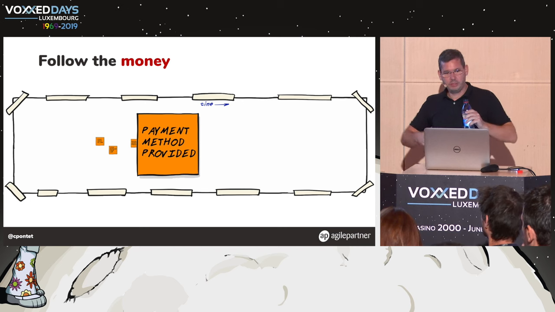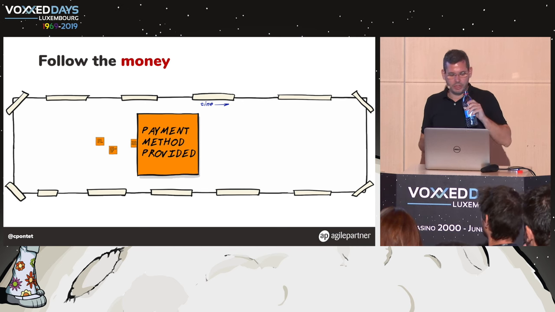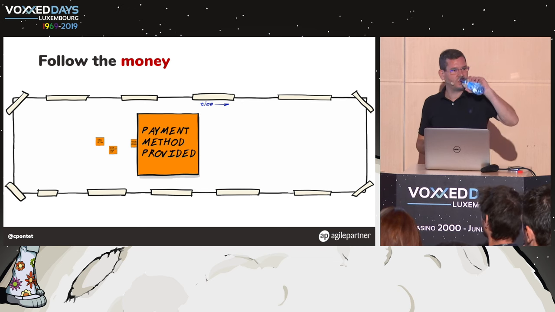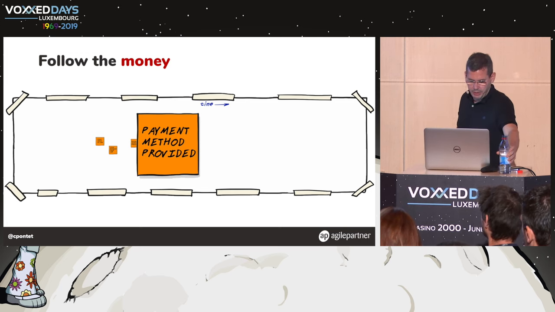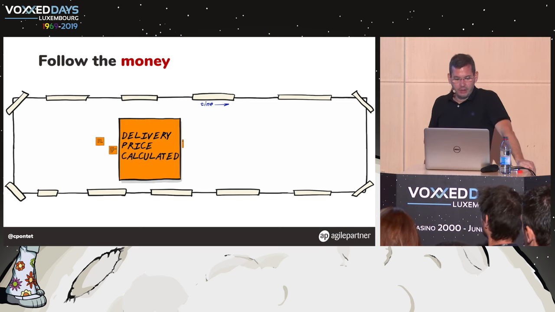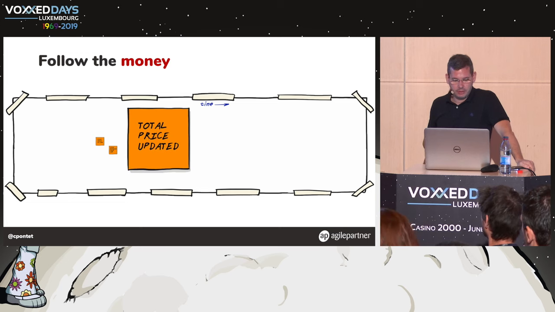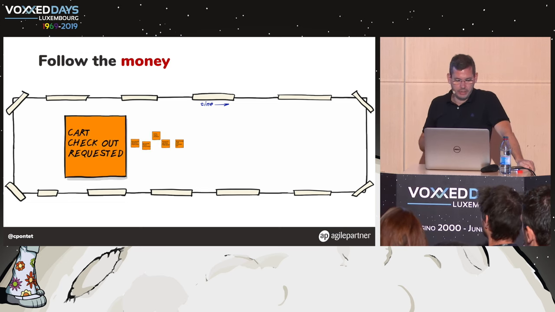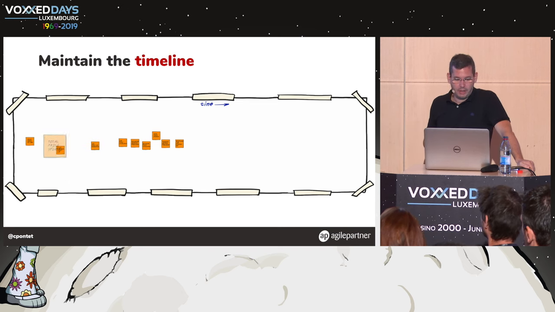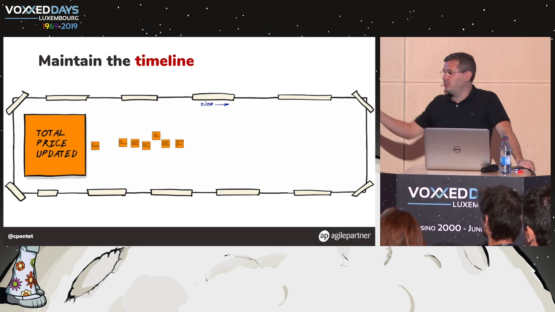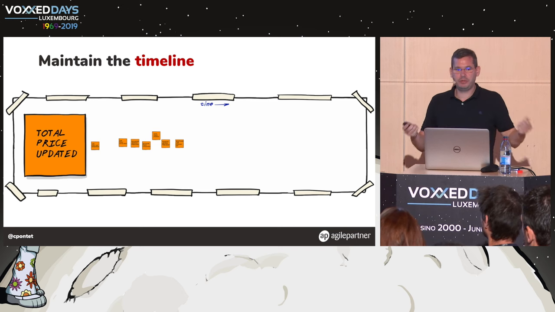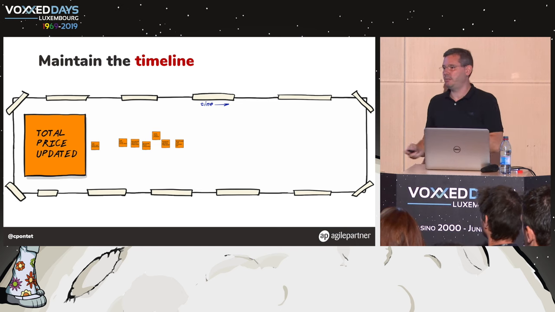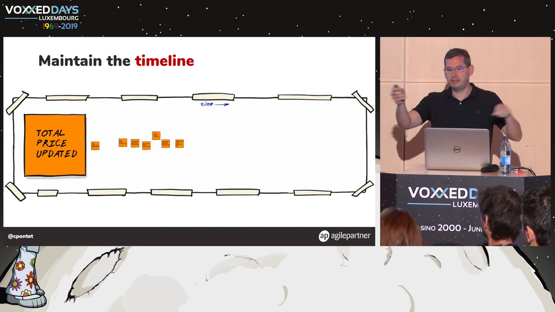So you start with the group. You start to explore the money thing. So payment method was provided. Delivery price was calculated. Total price was updated. And the cart price was calculated before that. And the cart checkout was requested. And then you can reprioritize. You've seen that you need to move post-its around. That's the cool thing with post-its, that you can move them around. So you can really enforce your timeline by reprioritizing things in time.